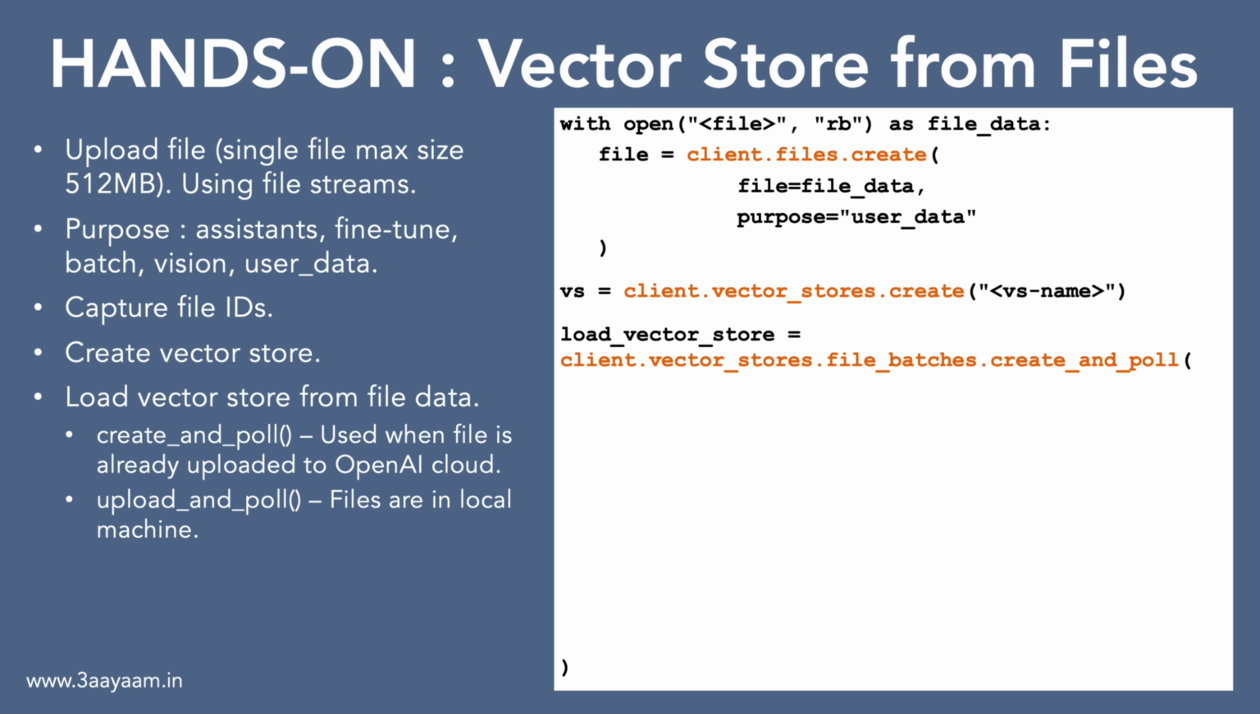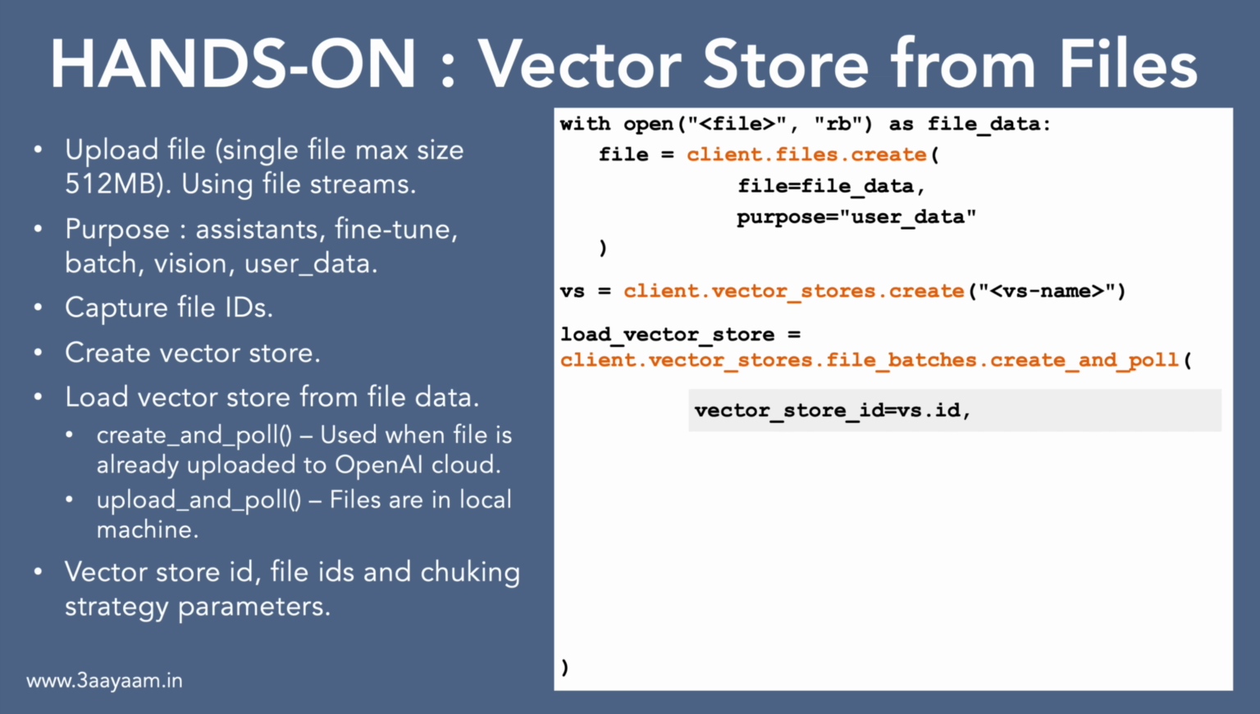In most of the cases, you should use create_and_poll rather than upload_and_poll because upload_and_poll might be very slow. By the way, this entire process is not as fast as you'd think. The reason is pretty obvious because you'll have to upload huge files, and then using the OpenAI APIs, we'll have to convert the file into vector embeddings. In this API, which is create_and_poll, you'll have to pass multiple parameters like vector store ID, the file IDs, and chunking strategy, which I have talked about earlier.